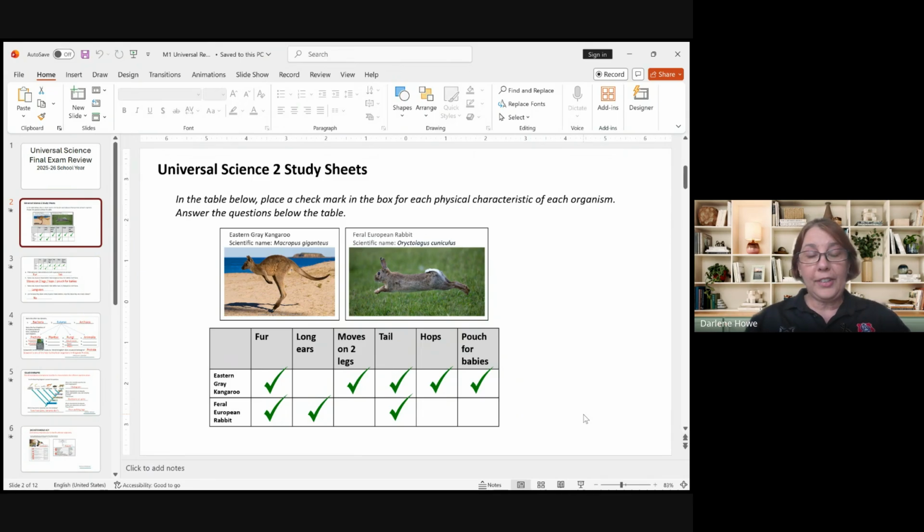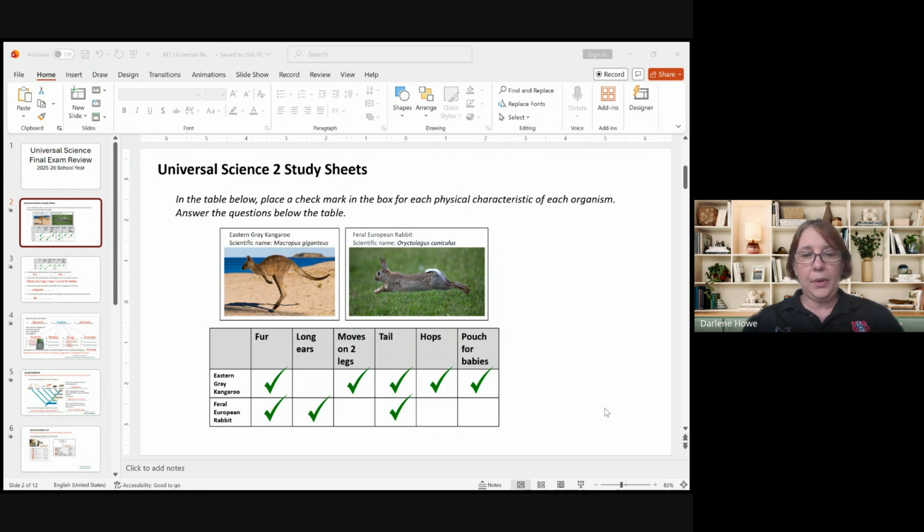All right, so you've seen the kangaroo and the rabbit. Scientists use physical characteristics in order to find out the relatedness of animals. It doesn't always work, but there are some similarities, and they can look at this. So in the table below, it says to place a check mark in the box for each physical characteristic of each organism. Answer the questions below the table.